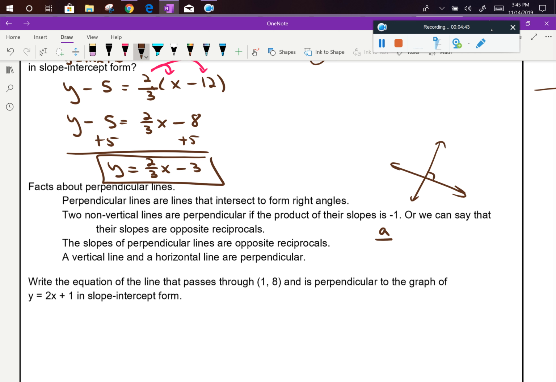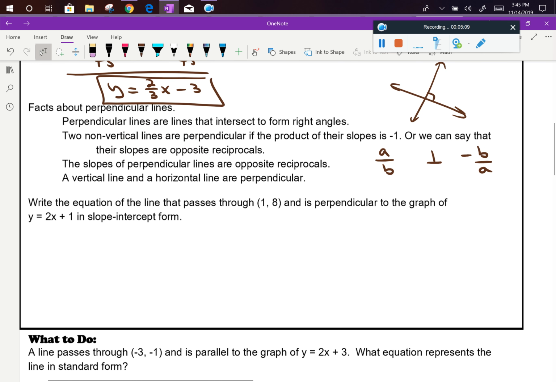So if the slope of one of them is a over b, the slope of the one that's perpendicular to it, that's the symbol for perpendicular, will be -b over a. Remember, reciprocal means to flip the fraction over, and opposite means to change the sign. So we're going to be able to make use of that fact, kind of like we made use of the fact that parallel lines had the same slopes.